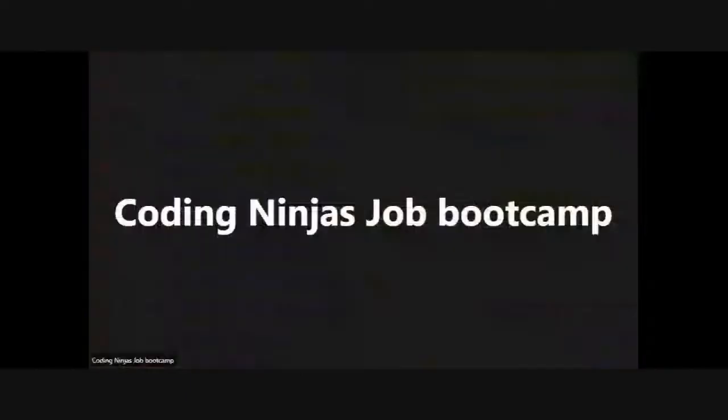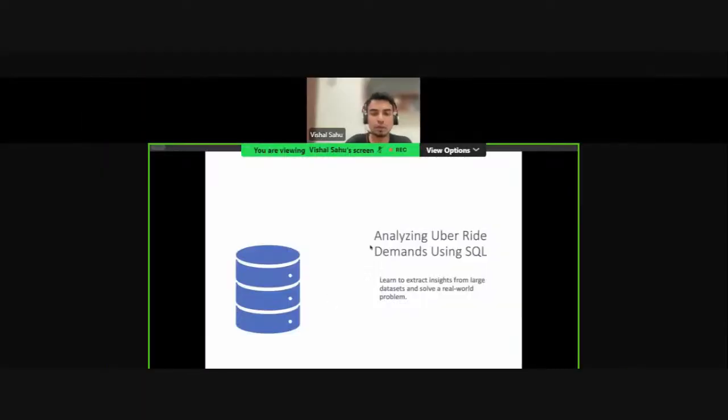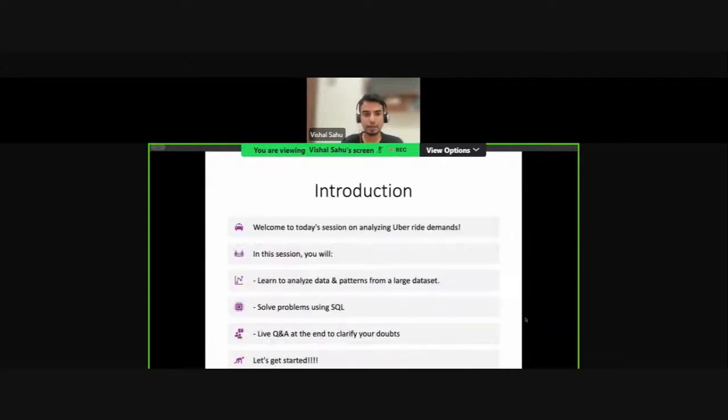You're welcome, no worries. So the topic for today's session that we have already discovered is analyzing Uber ride demands using SQL. In this session, we will be discussing and learning how to extract insights from a large data set and solve a real world problem maybe. So with that, moving to my next slide.